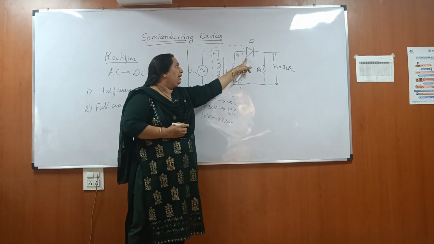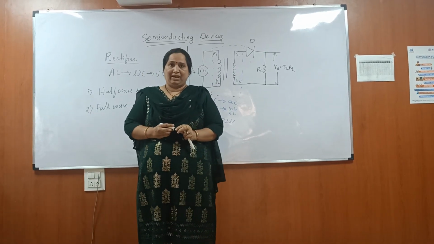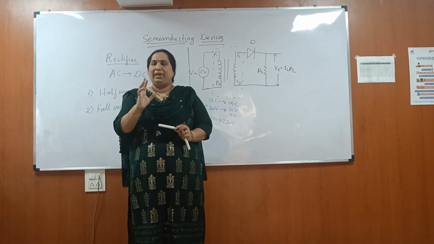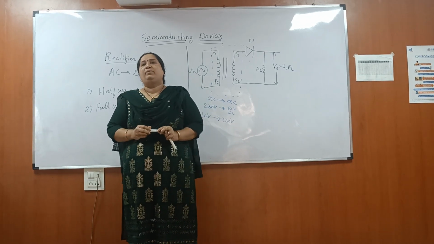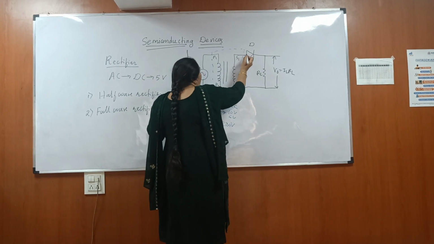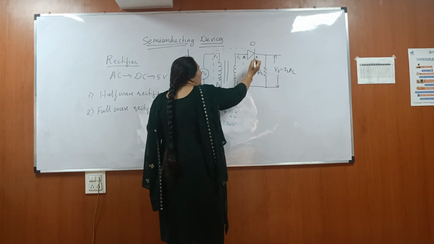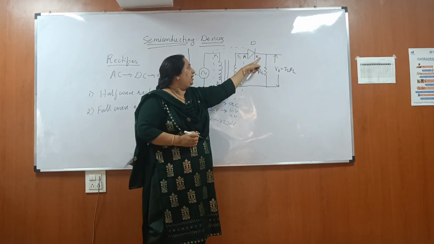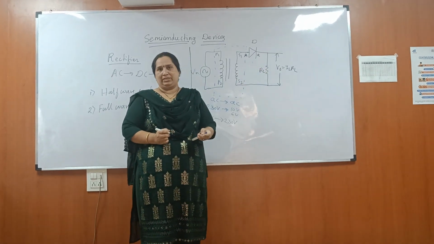Now this second part is the diode. A diode is a semiconducting device which consists of a P-N junction. P-type semiconductor and N-type semiconductor fused together form a P-N junction. This terminal of the diode is known as anode and this terminal is known as cathode. Now RL is the load resistance, which is connected like this, and output is taken across the load resistor.